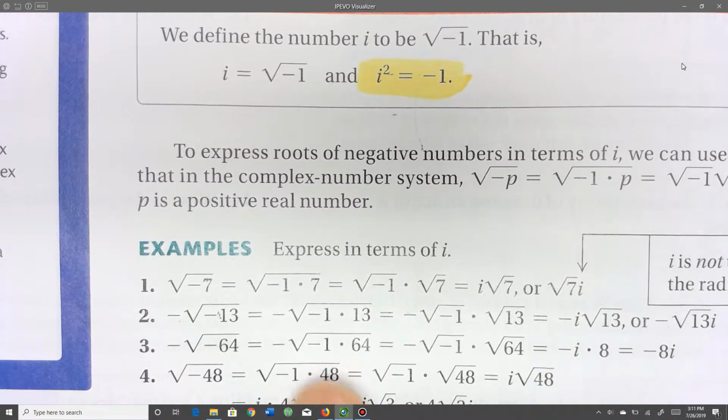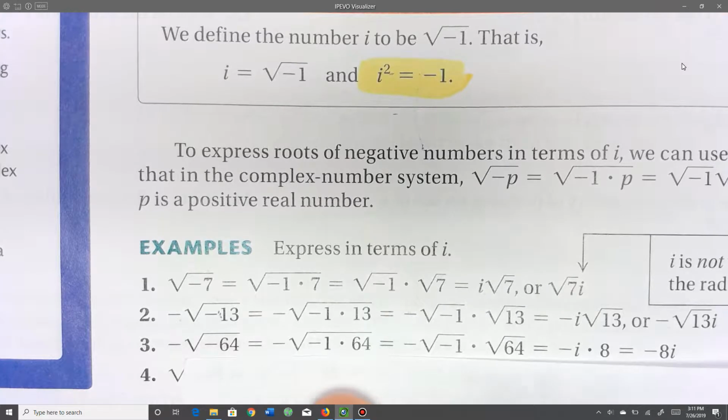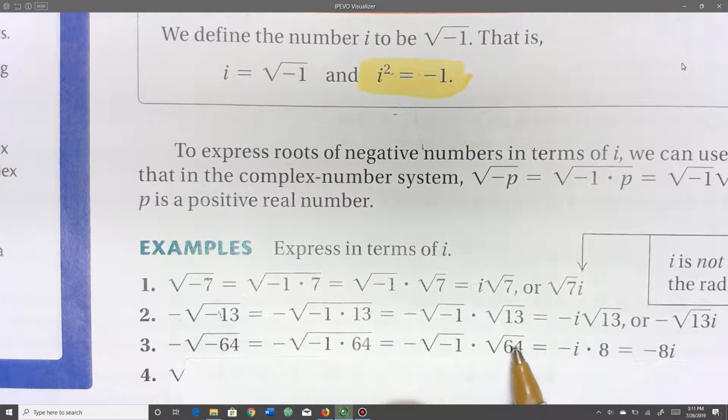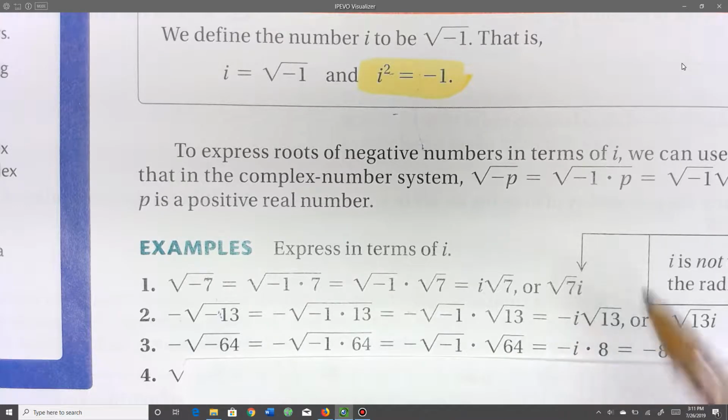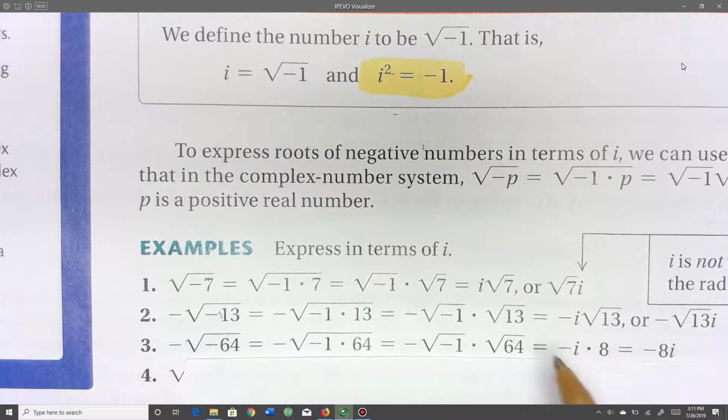For this kind of problem, you have to be careful because you need to simplify as much as you can. Once you get that I outside the radical sign, you still need to simplify. Here we stop because these are prime numbers. Here this is not a prime number, therefore you need to simplify as much as you can.